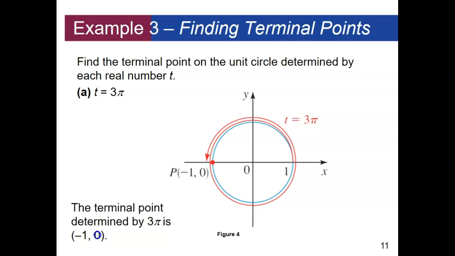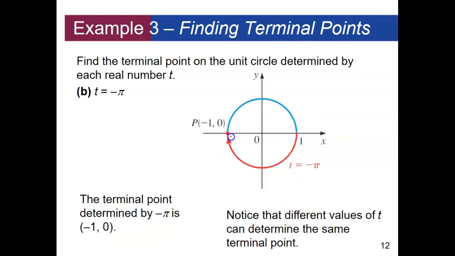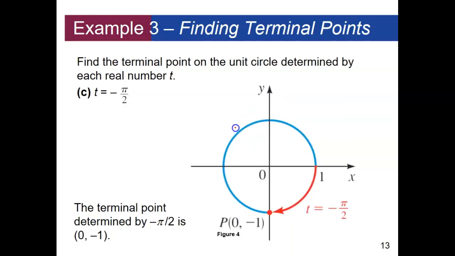Okay, so these are just a couple diagrams that are a little bit nicer than what I can show you. So 3 pi, you're going all the way around and then halfway around again. And then for negative pi, you can see that you're coming in the negative direction around. And then for negative pi over 2, we're going to be down here for that one.